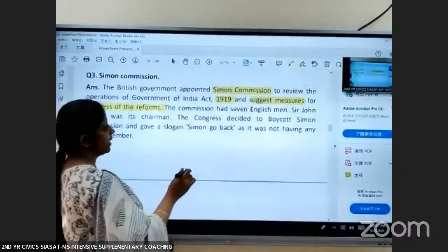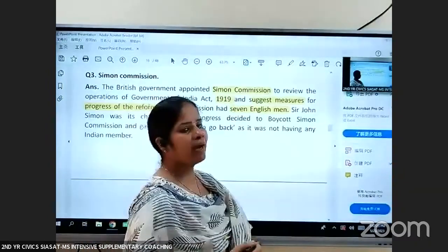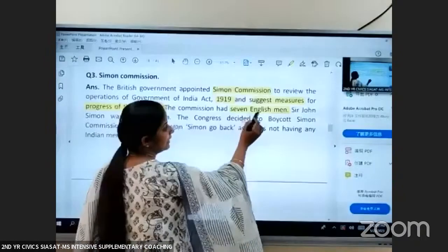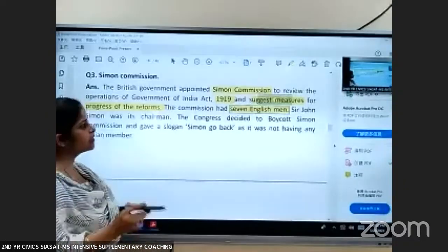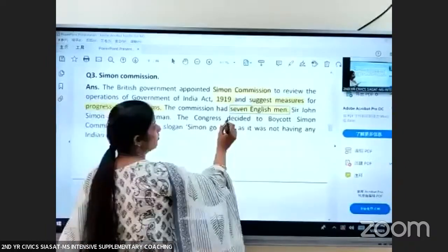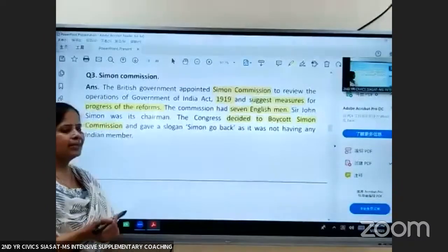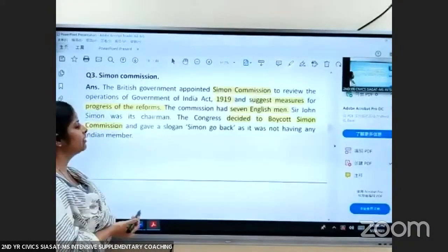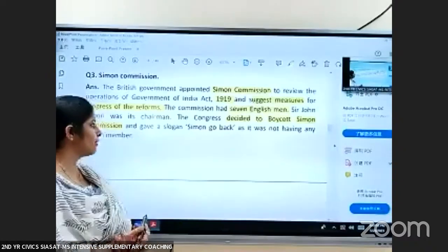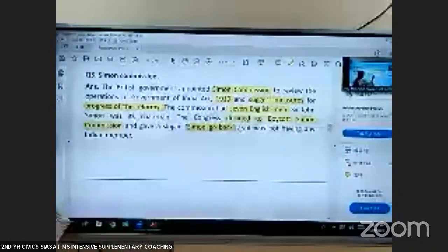This Simon Commission had 7 Englishmen. If you remember, in the moderate stage, I told you, moderates demanded more representation for the Indians. But if you see, the Simon Commission had only Englishmen. It had 7 members and all 7 members were Britishers. So Congress decided to boycott this Simon Commission as it did not have any Indian member. And wherever the commission went, it was welcomed with the slogan, Simon, go back, and black flags.